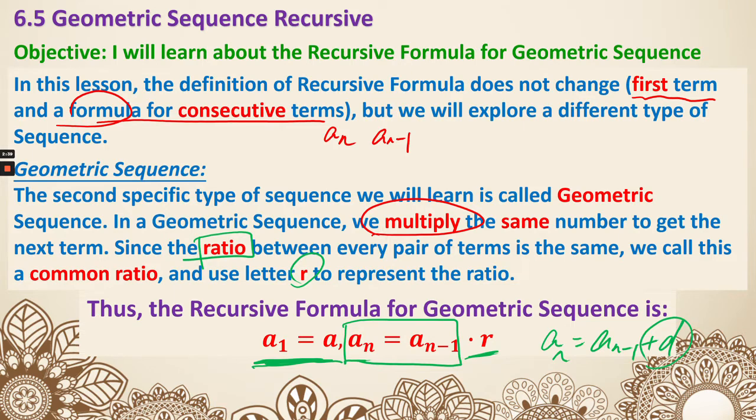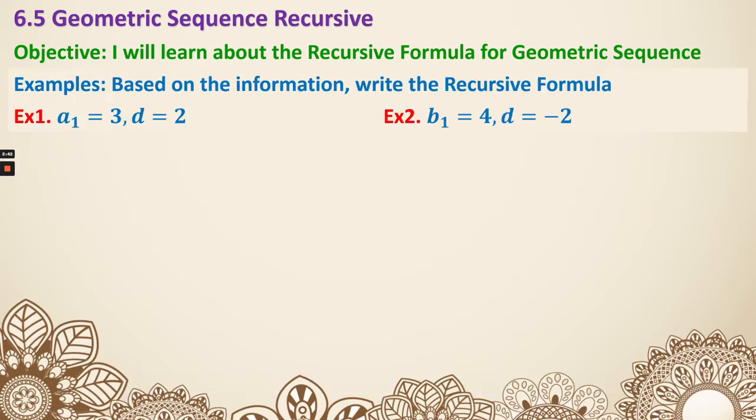Now let's have a look at some examples. Example 1 and 2. I did make a typo, so please change the d into r, since we're talking about common ratio. If this information is given, the recursive formula is very easy to write. a sub 1 is 3. Remember, even though the question gave that to you already, you still need to write it because it's part of the formula. You need the first term to find the next terms. Next, the second part, a sub n equals a sub n minus 1 times 2.